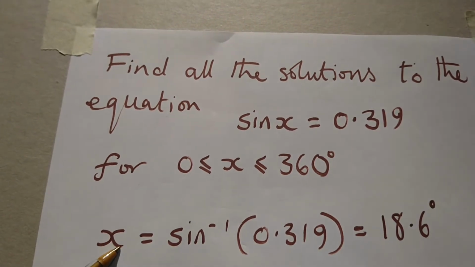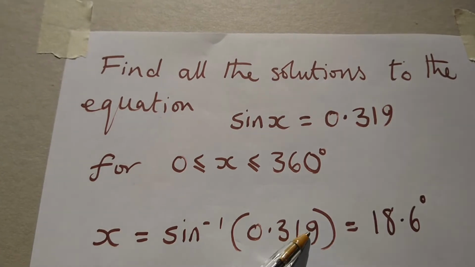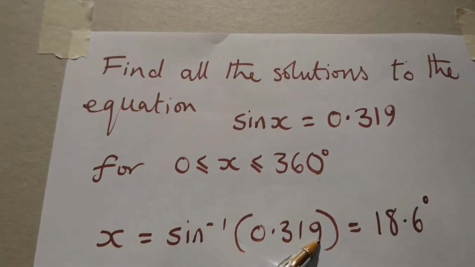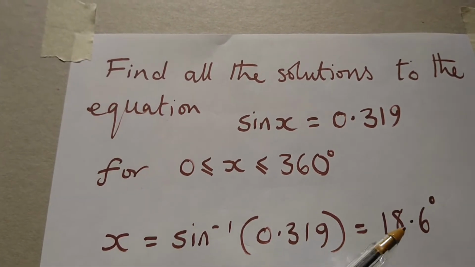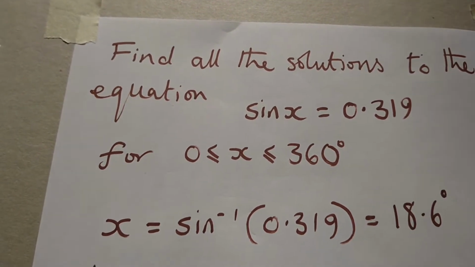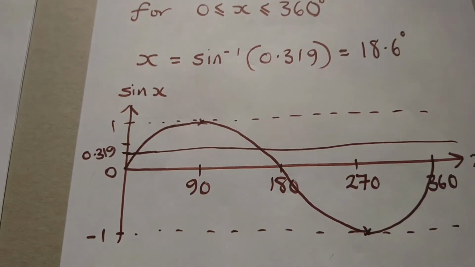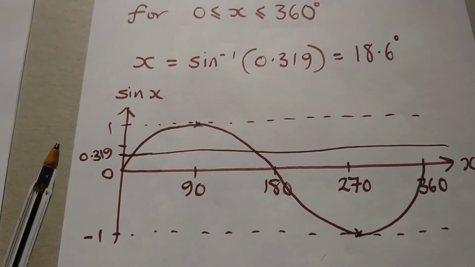So that leaves us with x is equal to the inverse sine of 0.319. We punch that into the calculator and we get an answer of 18.6 degrees. But there may be more than one solution. So to find out, what we have to do is sketch the graph of the function y equals sine x.